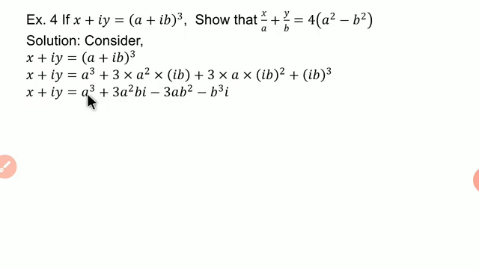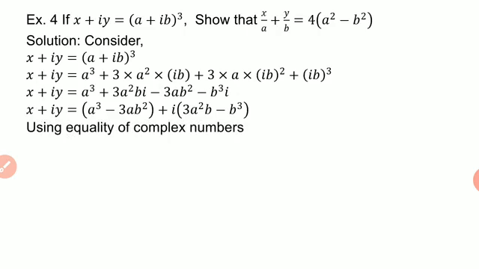Now we write the real part in one bracket and the imaginary part in another bracket by taking i as the common part. And so we get x plus iy is equal to a cube minus 3ab square plus i multiplied by (3a square b minus b cube). Now since the complex number in LHS and the complex number in RHS both are equal, by using the equality of complex numbers we get x is equal to a cube minus 3ab square and y is equal to 3a square b minus b cube.